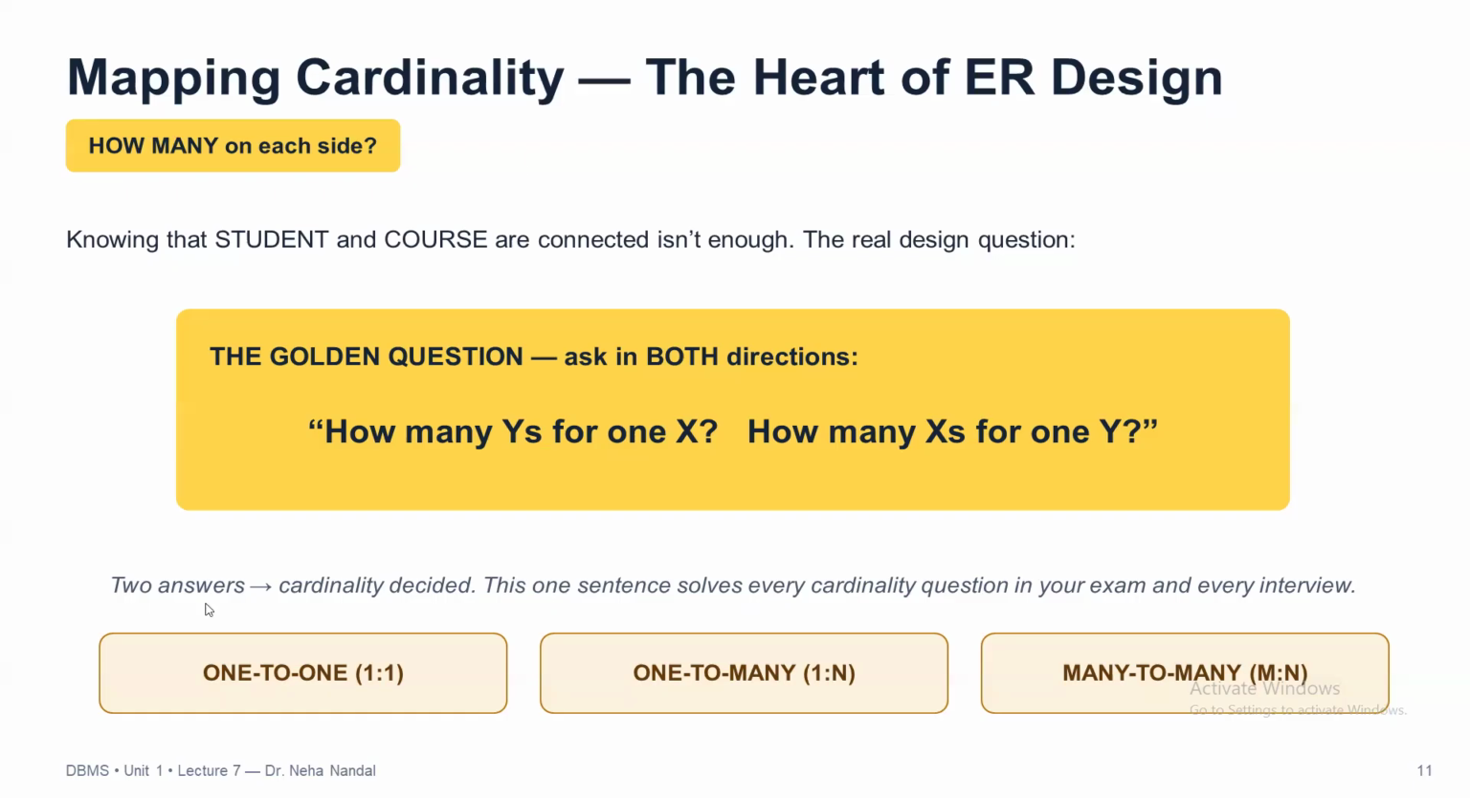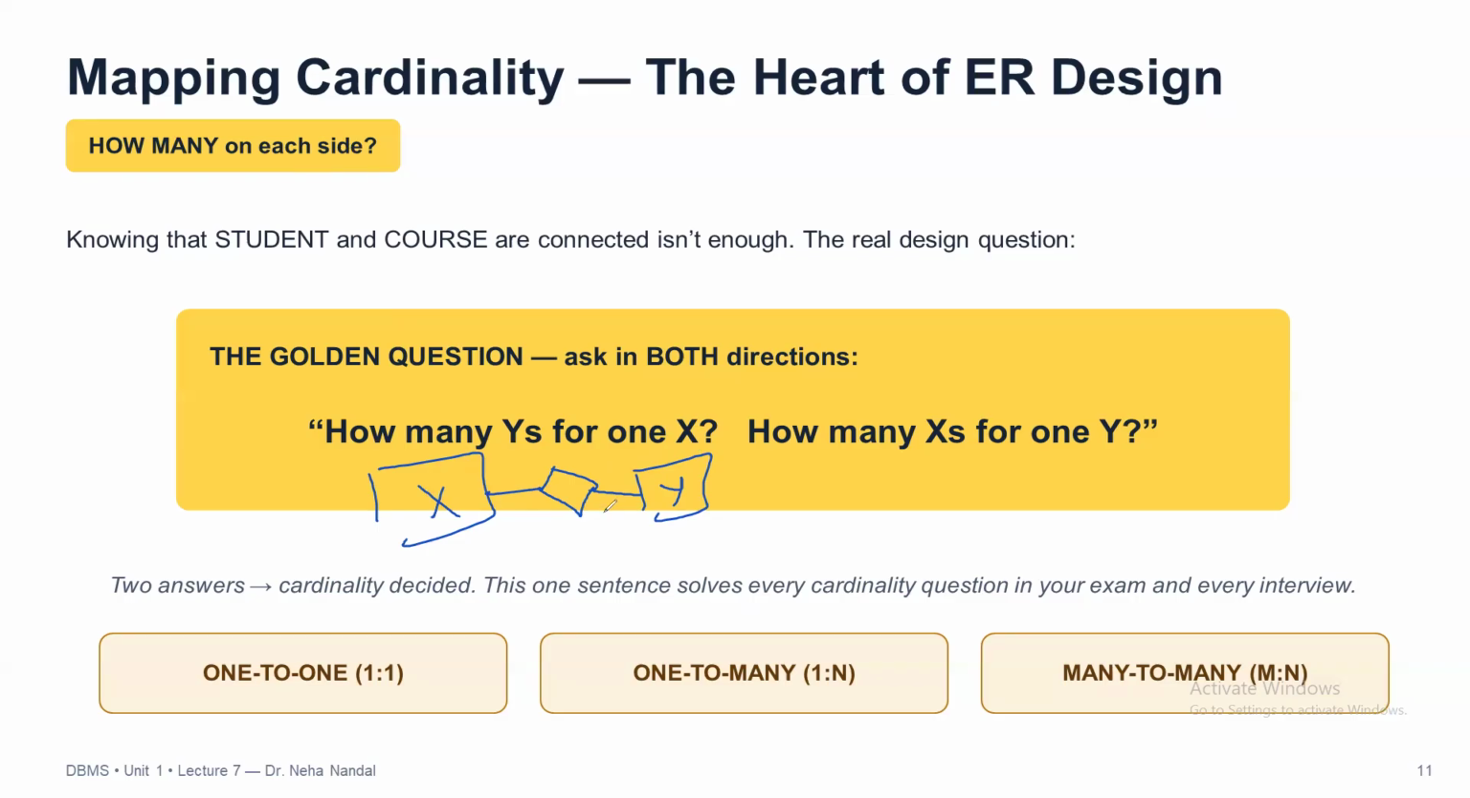Okay, so you have to think in this way. This is one sentence to remember. Please make a note of it: how many y's for one x? You can think of it like this. There is x, there is y, and they are connected with some relationship. So how many y's are required for one x and how many x's are required for one y? That will help you decide which cardinality we have to use in this ER model between the relationships.